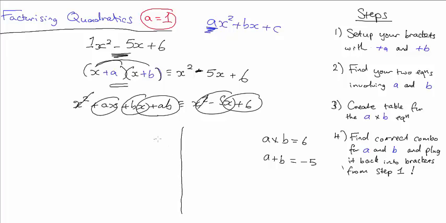So okay, the next thing. Now we're creating a table for the a times b equation. So we're doing two numbers to give us 6. So 1 and 6, minus 1, minus 6. There's also 2 and 3, and minus 2 and minus 3. And again, that's all your possible ones. But here's another thing as well. Again, you can use your common sense a little bit. So you know that we're looking for two numbers which multiply to give us plus 6.